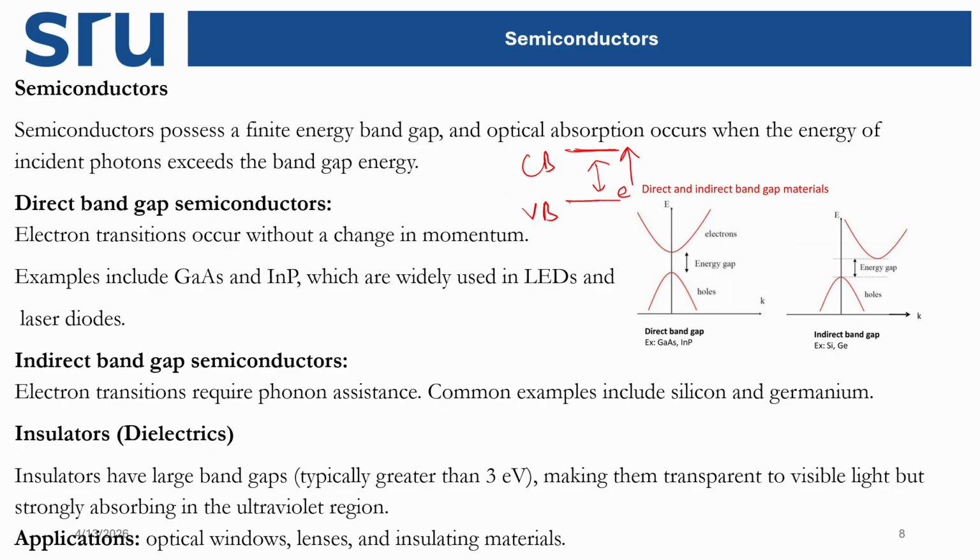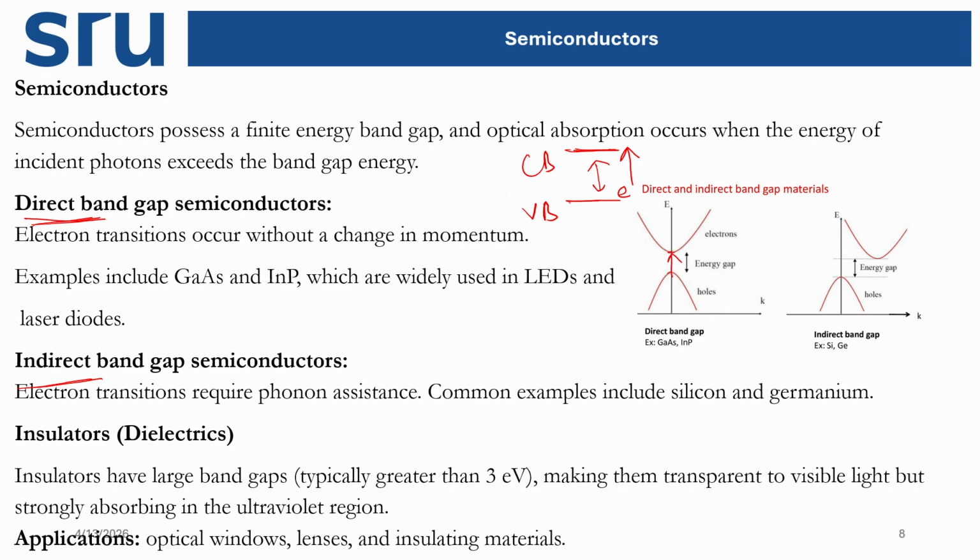There are two types of excitations that can happen in a semiconductor. One is called direct and the other is called indirect. In a direct transition, the electronic transition happens without changing the momentum. This is the maximum level of the valence band and this is the minimum level of the conduction band. When the transition happens directly from the maximum position of the valence band to the conduction band, we call this a direct transition, or direct band gap transition.